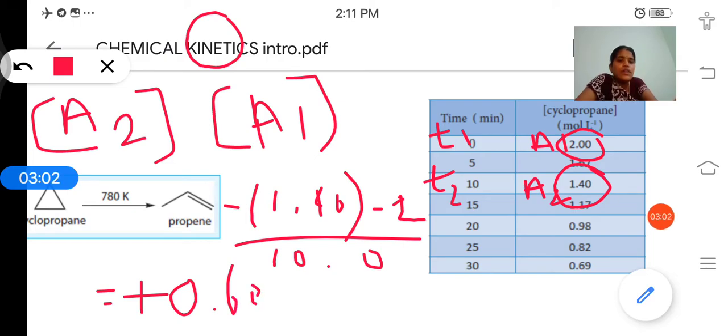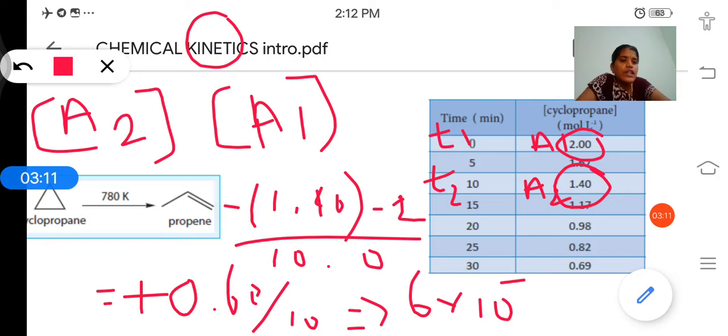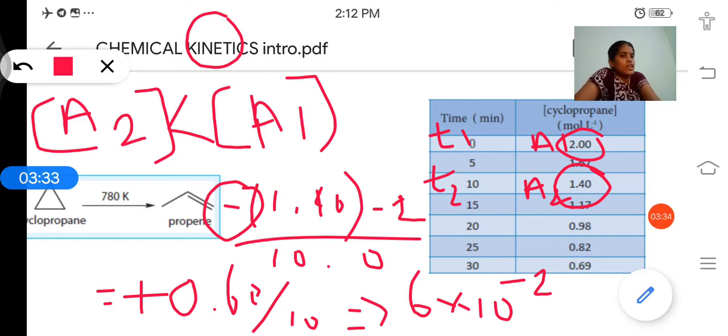0.60 divided by 10. So the value is 6 into 10 to the power of minus 2 mole liter inverse second inverse, or minute inverse. So this is the correct answer. That's why we have to put a negative sign here. Hence the change in concentration has a negative sign. Therefore the concentration A2 is less than the concentration A1.